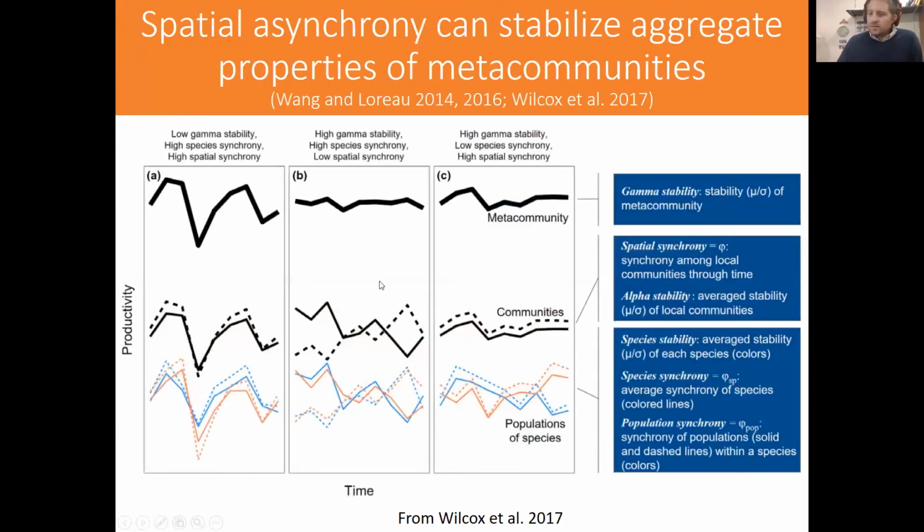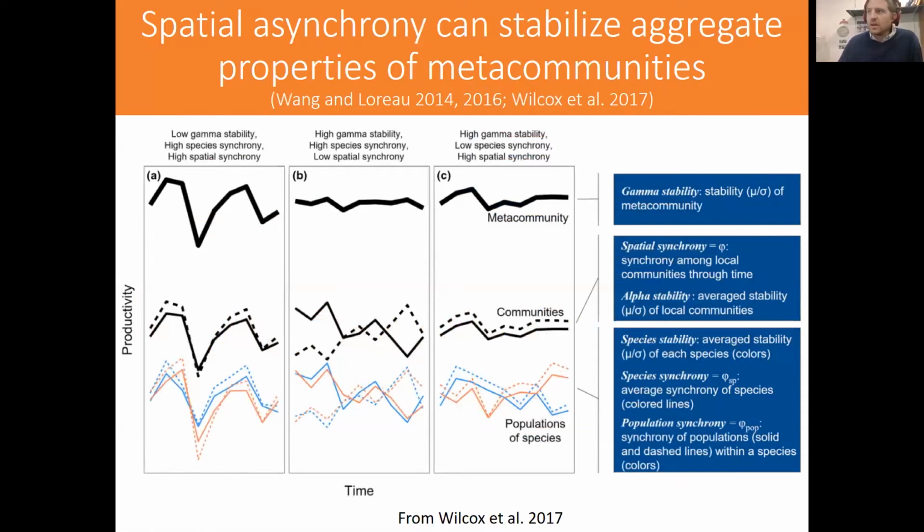And Wilcox et al. showed basically that spatial asynchrony can stabilize aggregate properties of metacommunities. So, for example, in this case, we have high synchrony between different communities, and there's high variability at the metacommunity scale. And then in these other two cases, compensatory dynamics at the community level promote stability at the metacommunity scale, and also potentially asynchrony among species could stabilize the metacommunity at the regional scale as well.